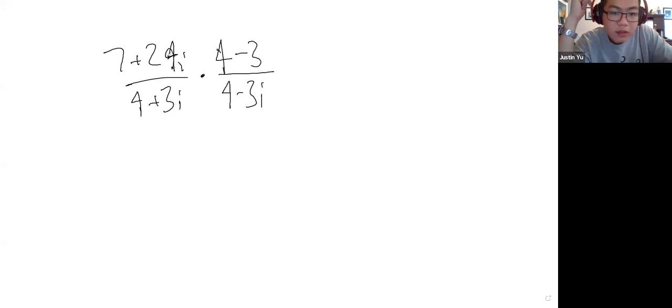Was this 4 that you're worried about? All right, so hopefully you can see where I got this from. This was the conjugate of 4 plus 3i, so instead of a plus, we have a minus. And it would be vice versa.